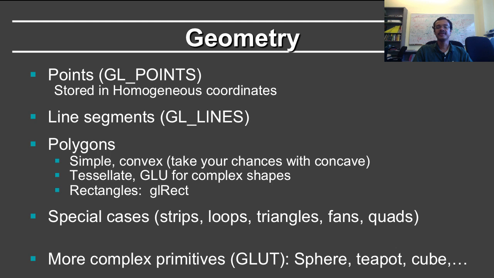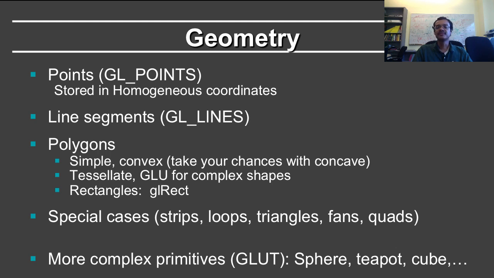So you can define points with GL_POINTS. We'll just talk about glBegin and glEnd, newer ways of specifying geometry. It's stored in homogeneous coordinates. You can define line segments using GL_LINES. For polygons, the one assumption is that these are planar, convex, and simple polygons. Even concave polygons are a bit hard. For more complex shapes, I would suggest you tessellate, and GLU has some utilities. We've already talked about strips, loops, triangles, fans, quads, and ways of handling them.